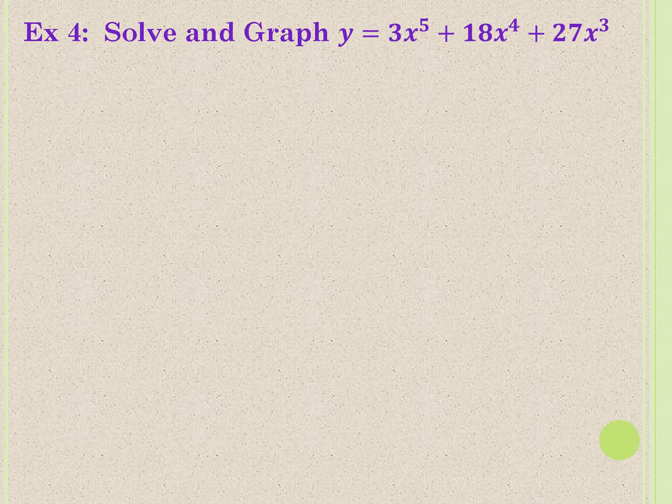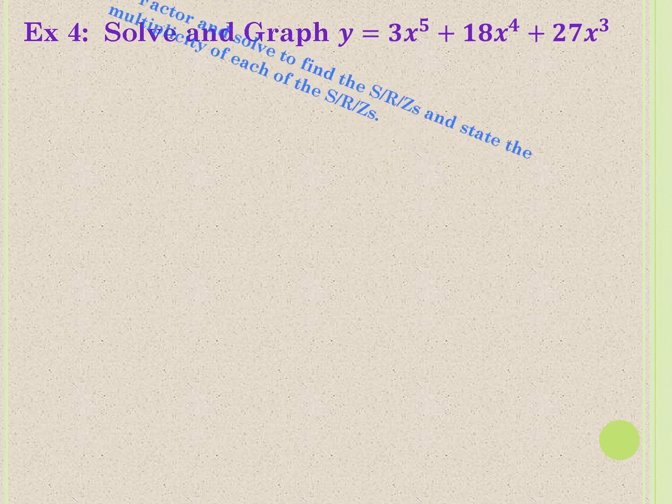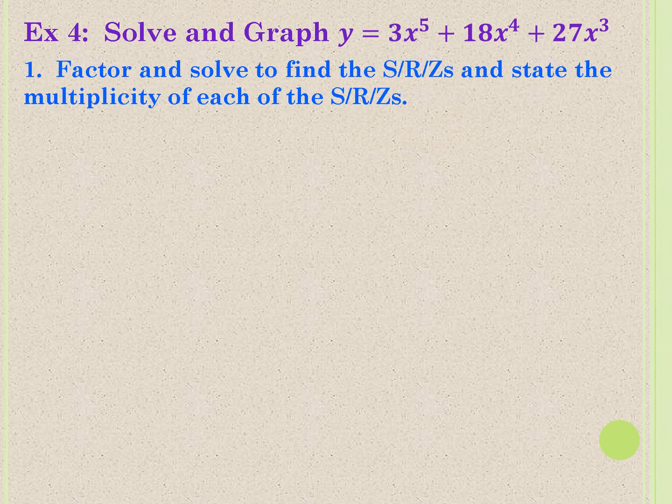All right, now let's use what we know about the multiplicity to help us produce an even more accurate graph. So if you remember, step 1 is they want us to find the roots. So they gave this to me in standard form, so I'm going to have to factor and solve to find the zeros. And then we're also going to state the multiplicity because now that we know that, that can help us.